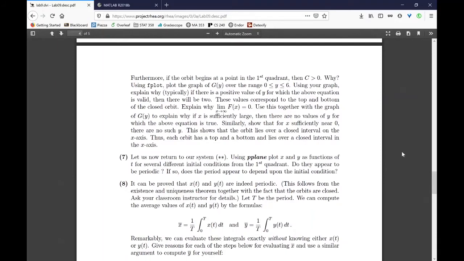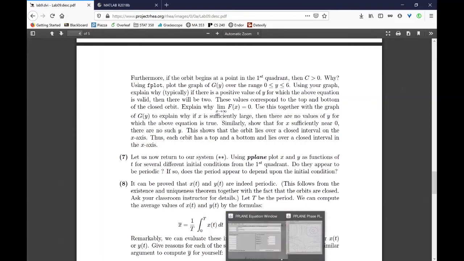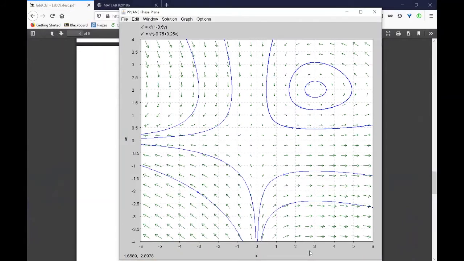So for question 7, we're going to be going back to p-plane, and we're going to plot x and y as functions of t for several different initial conditions from the first quadrant. And you might recall that we did something similar in lab 7. So we go to graph and plot x versus t or y versus t, but we're actually going to plot both of them. So I'm just going to plot one for the outer one and one for the inner one.